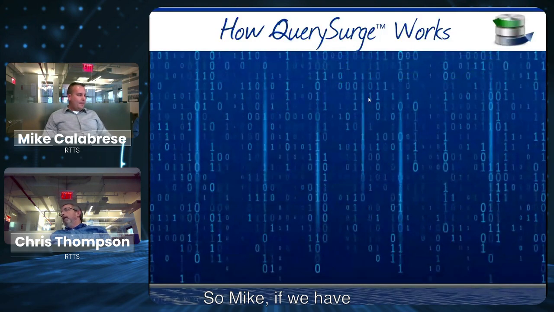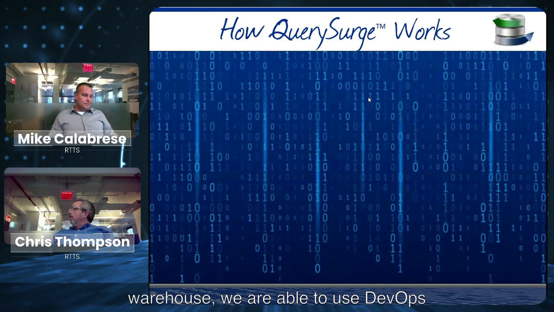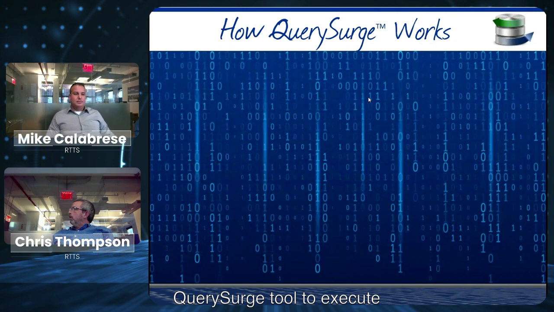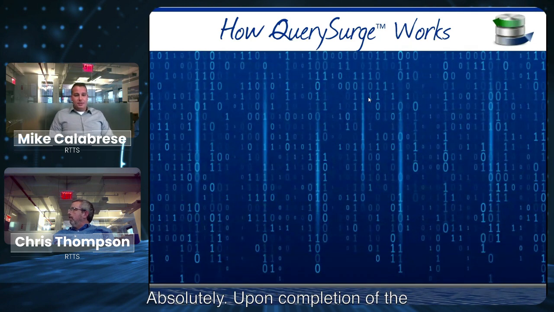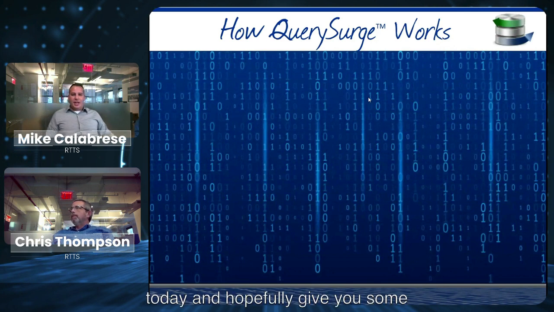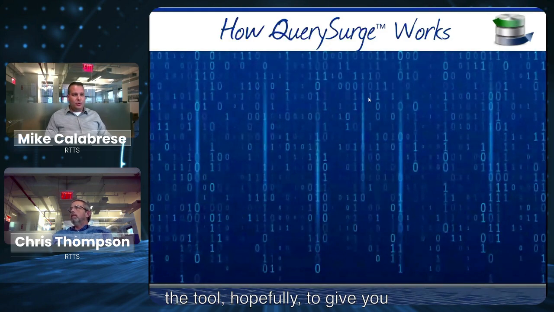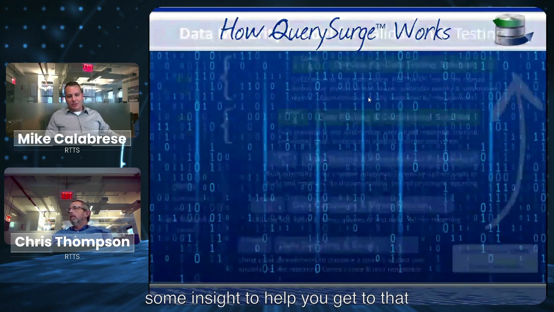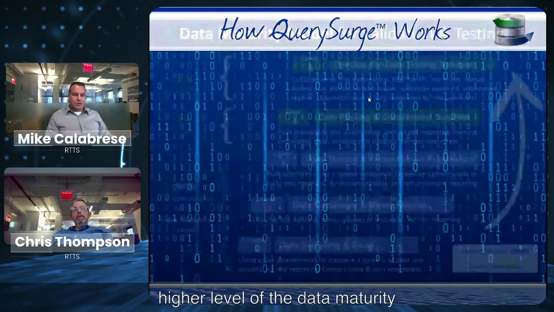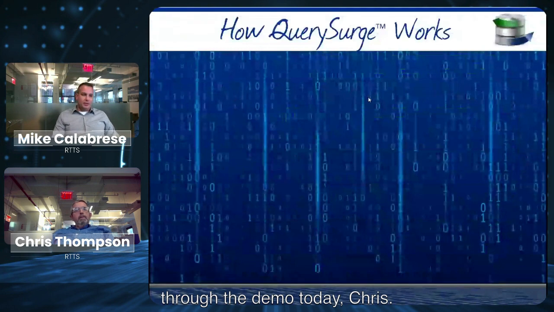So, Mike, if we have daily incrementals in our data warehouse, we're able to use DevOps to automatically kick off the QuerySurge tool to be able to execute the test. Absolutely. Upon completion of the ETL process? Yeah, and that's the idea. And that's what we'll talk about today, and hopefully give you some techniques if you are experienced with the tool to be able to use it. And even if you're not experienced with the tool, hopefully to give you some insight to help you get to that higher level of the data maturity model. So that's certainly something that we'll talk about as we go through the demo today, Chris.